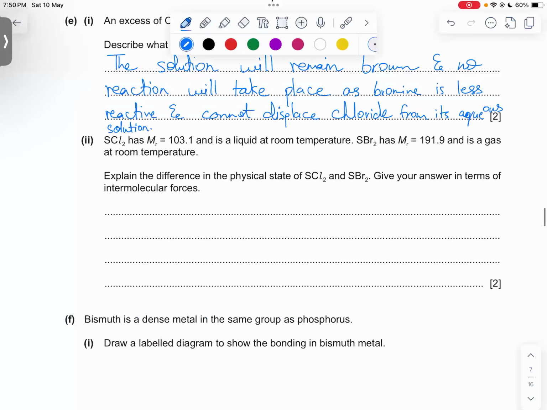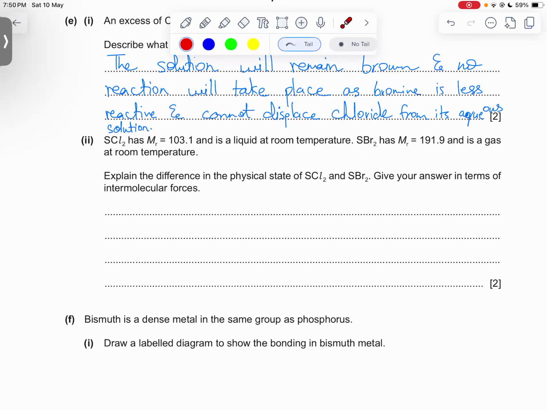solution. Next question. SCl2 has MR 103.1 and is a liquid at room temperature. SBr2 has MR 191.9 and is a gas at room temperature. Explain the difference in physical state of SCl2 and SBr2. Give your answer in terms of intermolecular forces. All right. So SCl2 has an MR and it is liquid, and SBr2 has an MR and it is a gas. Even though its MR is more, why is SCl2 a liquid and why is SBr2 a gas? The answer is very simple. The answer is very easy.